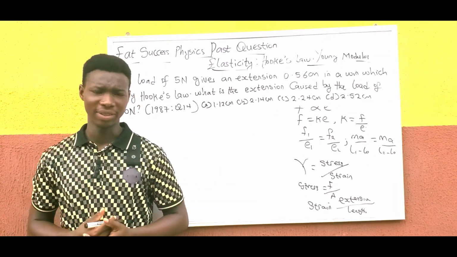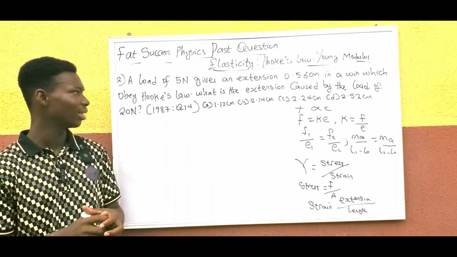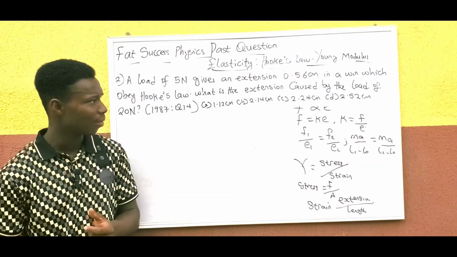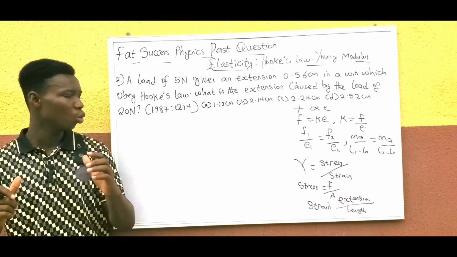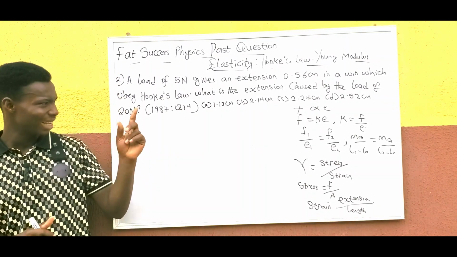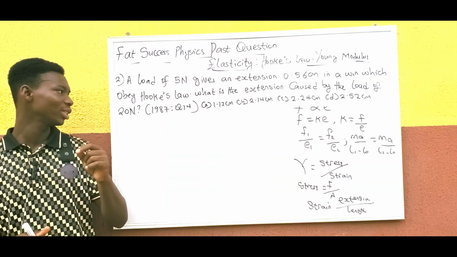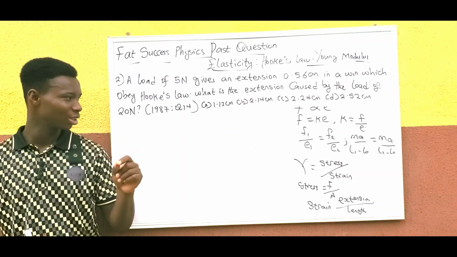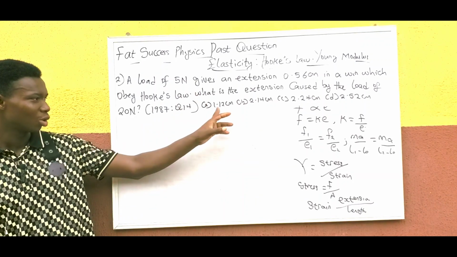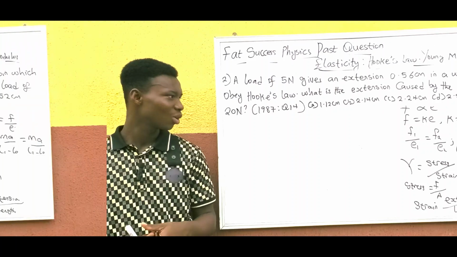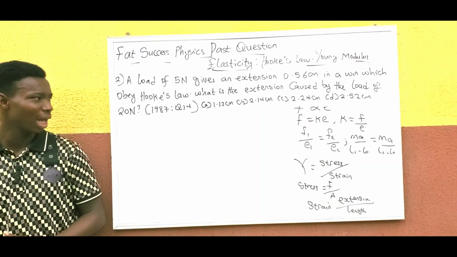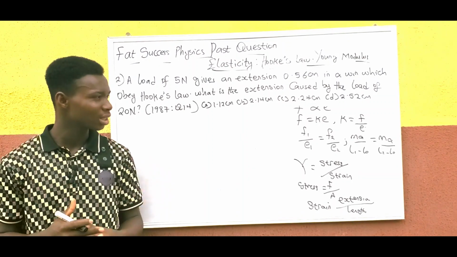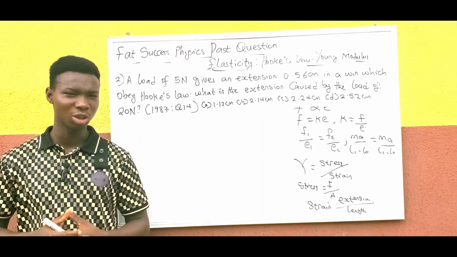We have our second question given to us. If a load of 5 Newton gives an extension of 0.56 centimeter in a wire which obeys Hooke's law, what is the extension caused by a load of 20 Newton? Remember, this question is a 1987 question 14 in the normal JAMB past question. So from here, we have our option A as 1.12 centimeter, B 2.14 centimeter, C 2.24 centimeter, and D 2.52 centimeter.